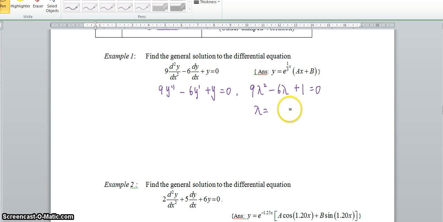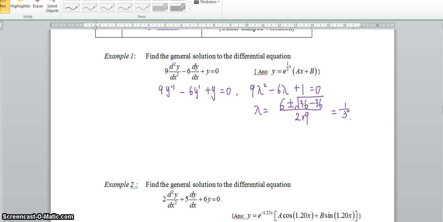So lambda is equal to, we'll just use the formula. Negative b in this case will be 6 plus or minus root b squared, which is 36, minus 4ac, which will be 4 times 9 times 1, which is also 36, divided by 2a. So we have lambda is equal to, in fact, this term will become 0. So it's 6 divided by 18, which is 1 over 3.